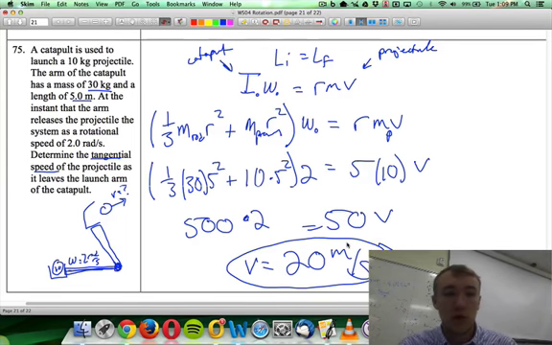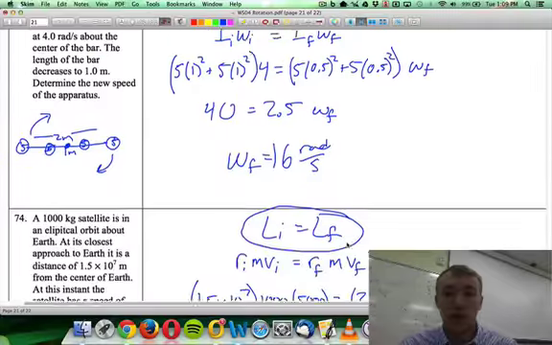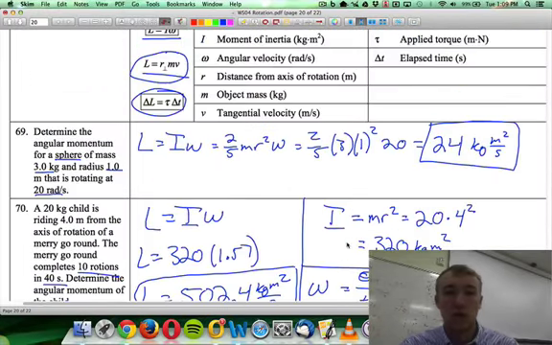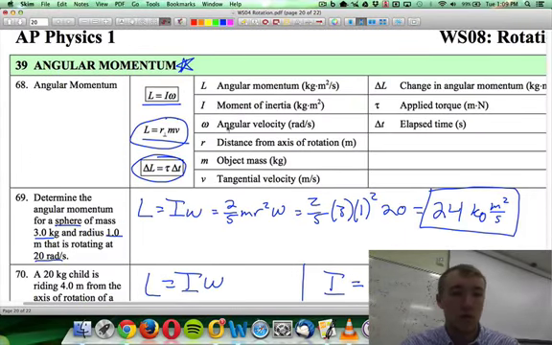So there's your quick lesson on everything angular momentum and conservation of angular momentum. And I look forward to having you in class next time to work on some of those problems.